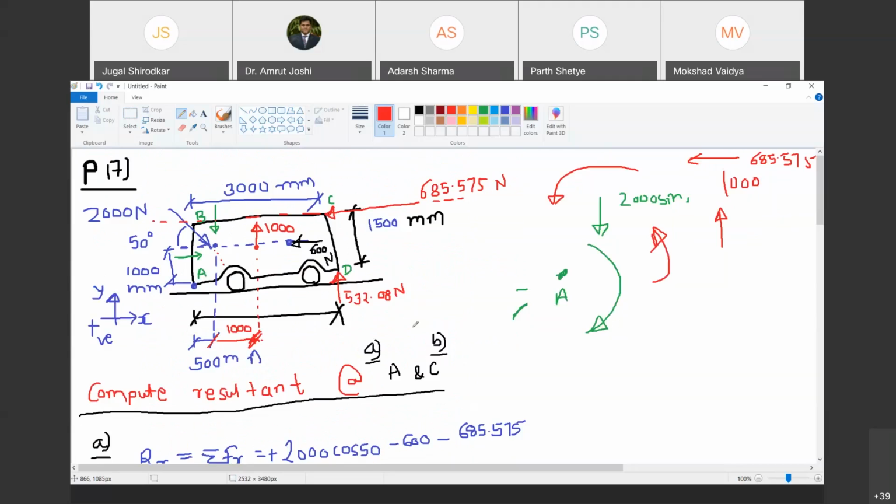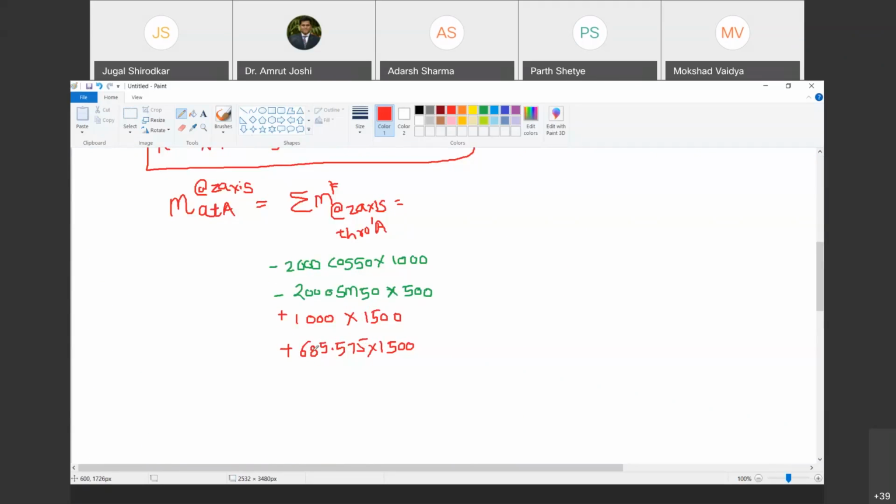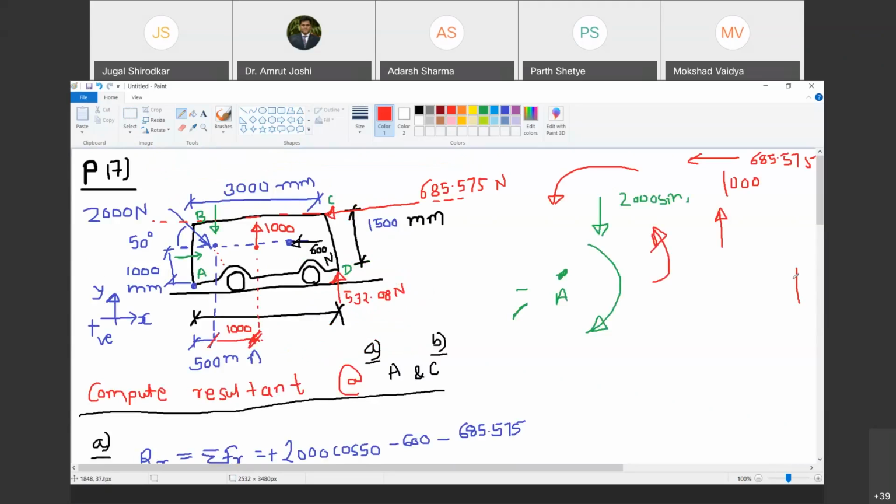Great. What else? You have now this 532.08. Agreed? Yes, sir. So what is its moment? Anti-clockwise. चलो यहाँ पे लिखता हूँ 532 point.